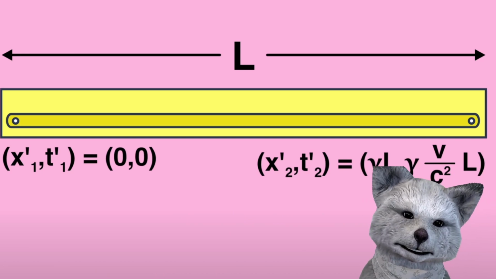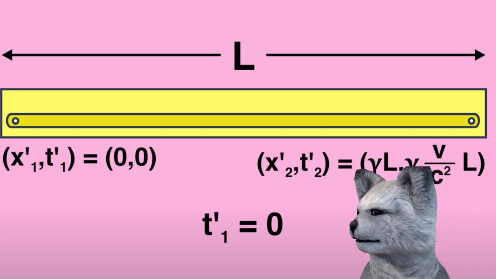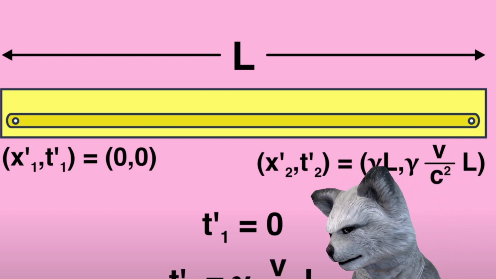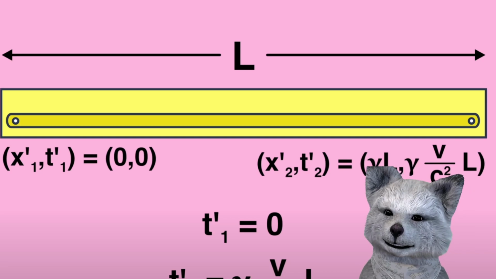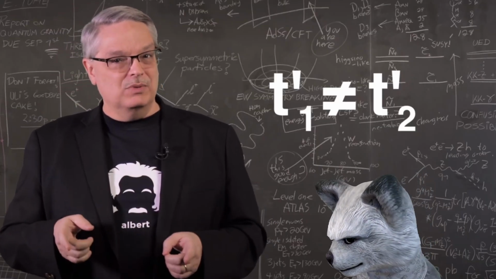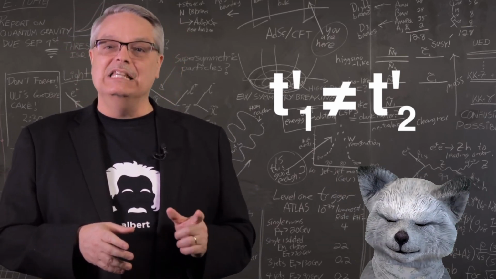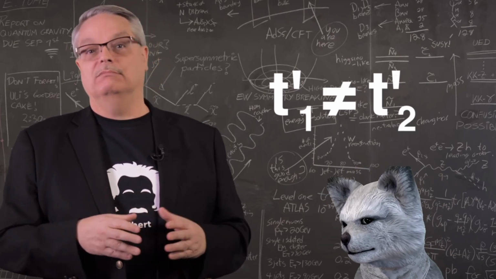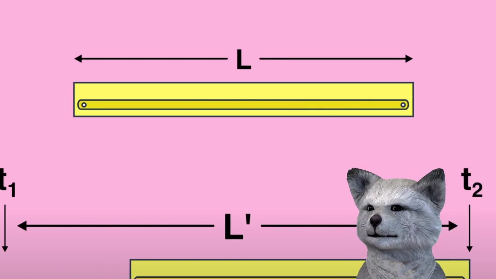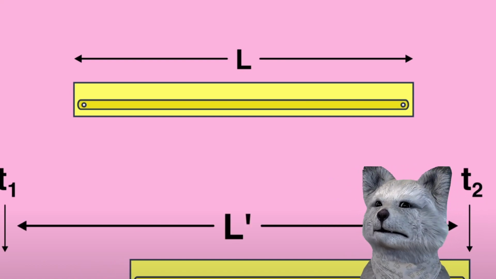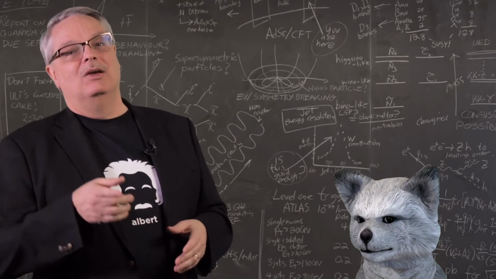But before you get that in your head, let me draw your attention to something very, very important. Look at t1 prime and t2 prime. t1 prime is 0, and t2 prime is gamma v over c squared times L. Remember that those are times, and they're not the same. That means that the primed observer didn't measure the location of both ends of the stick at the same time. And since the stick is moving according to the primed observer, that's not the way to measure its length. You totally don't get the right answer. It doesn't make sense.